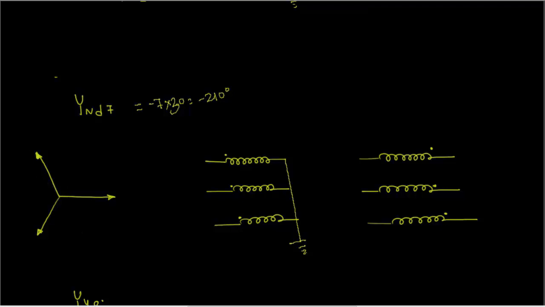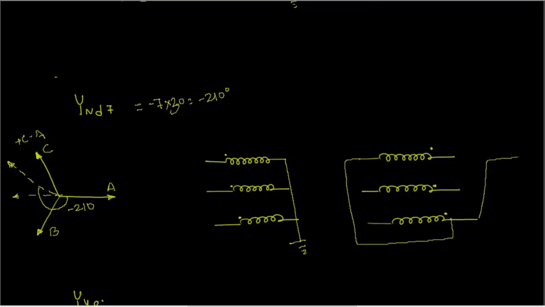So for that, what we have to do is take the negative of A. If I am marking this as A, this as B, and this as C, I have to take negative of A, and the resultant with C is going to give something like this. So we can see that the resultant lags A by an angle of minus 210 degrees. So the resultant is nothing but positive of C and negative of A. This is the positive of C and this is the negative of A. We just have to connect them in this way, and this is going to be the phase for our A phase.